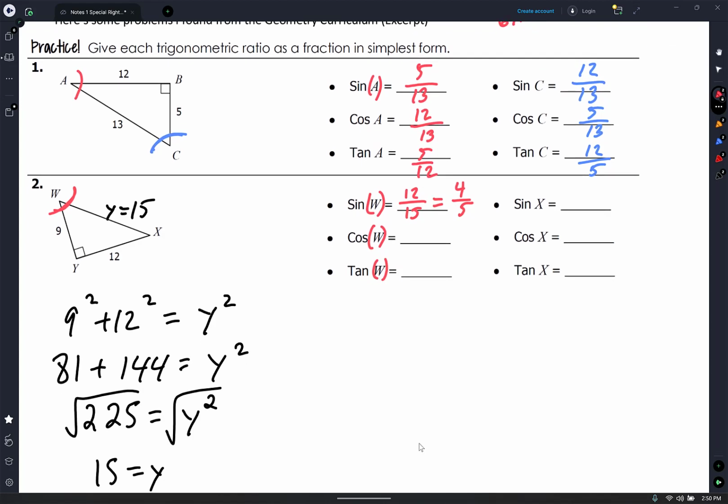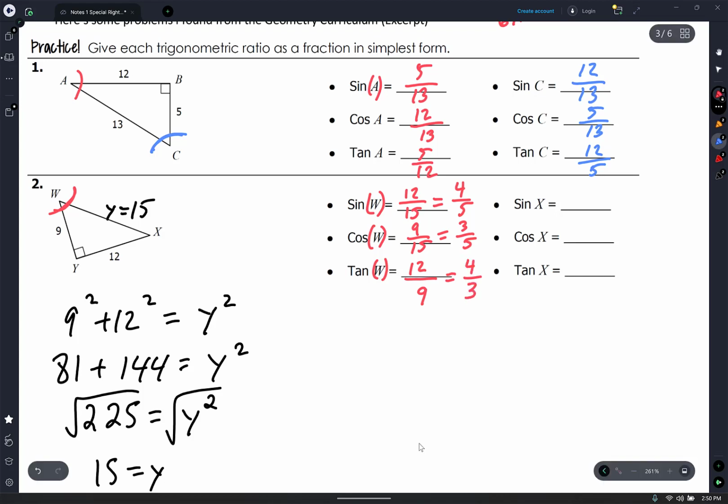Cosine W. So I look at W, adjacent over hypotenuse. So I'm going to write what over what? Yeah, 9 over 15, which equals 3 over 5. All right, and then tan W, opposite over adjacent, that's going to be 12 over 9, but that reduces to 4 over 3. Good job.